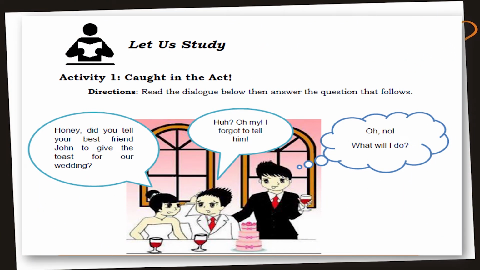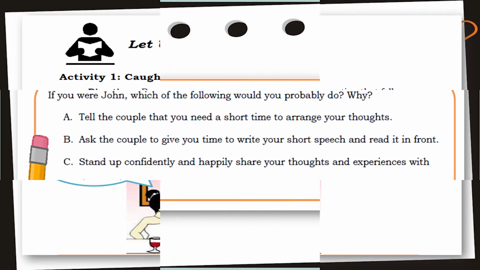Let us study Activity 1, Caught in the Act. Read the dialogue below, then answer the question that follows. Person number 1: Honey, did you tell your best friend John to give the toast for our wedding? Person number 2: Huh? Oh my, I forgot to tell him. Person number 3: Oh no, what will I do?